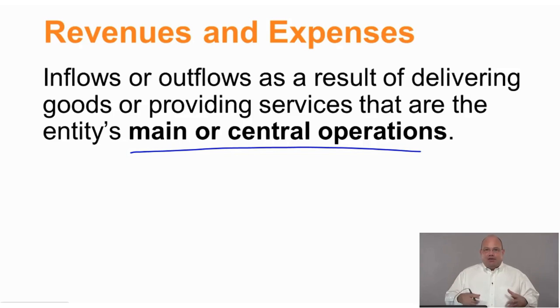So we have a company that produces toys to sell to children. The cost of producing those toys and the money they receive for selling those toys are revenues and expenses because that is the company's main central operations. It's what they do. Now, a company can have multiple main or central operations, but this is what that division does. These are the main reasons that the company exists.